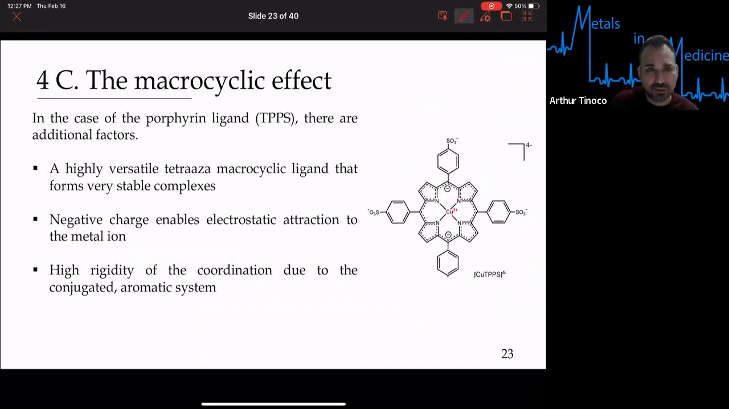So a few things I'm just going to review here. You have this highly versatile tetraaza macrocyclic ligand that's forming this very stable complex. You have the negative charge that's enabling this electrostatic attraction to the metal ion. And then you have the high rigidity because of that planarity as it coordinates to the metal center. Because of that high rigidity, you're getting that conjugated aromatic system, so you have the high electron density that's going to interact with the metal center. And so that's really what's helping to drive this macrocyclic effect. Okay, any questions about this? The Kiely effect or the macrocyclic effect?